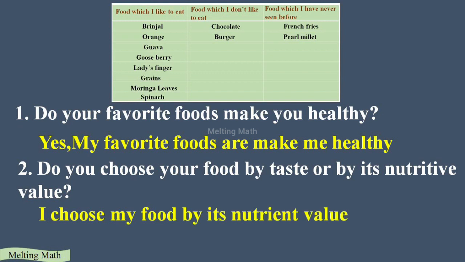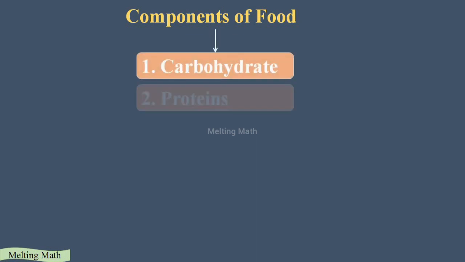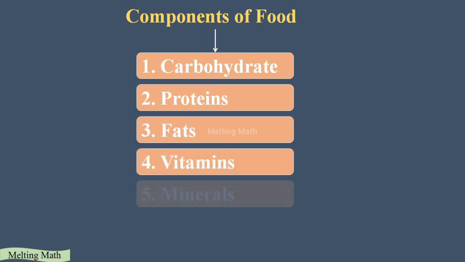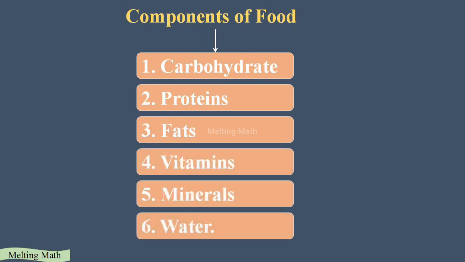Next, we are going to see the components of food. There are 6 components present in our food: carbohydrates, proteins, fats, vitamins, minerals and water. These are the chemical constituents of food. A constituent is nothing but a combination. So these are the chemical combinations of food, which give us energy, help to build our body, and also protect us from disease. So we call these components nutrients.